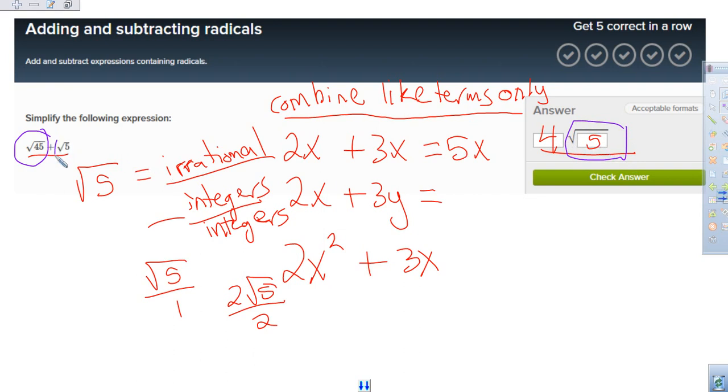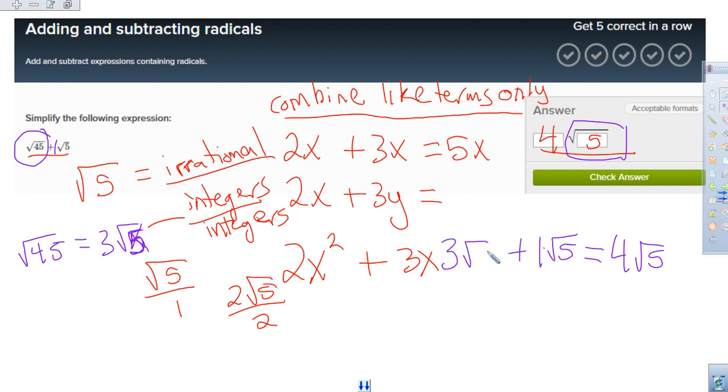So if this is 1 root 5, then root 45 must be equal to 3 root 5. That's the only way that I could get there. Let's think about 4 root 5 being equal to 1 root 5, right? That's what root 5 is. There's just one of them. Being added to something, it had to be 3 root 5. So now the big question is, how does the square root of 45 equal 3 root 5?